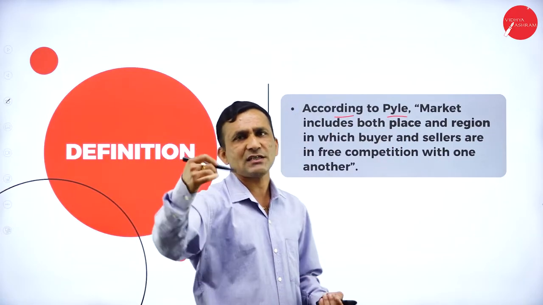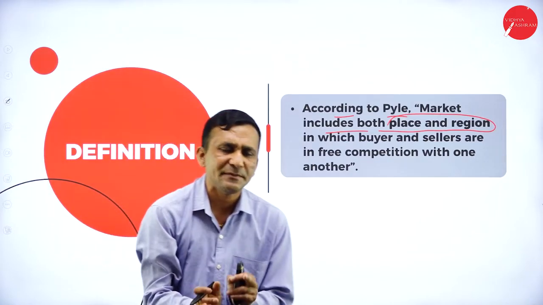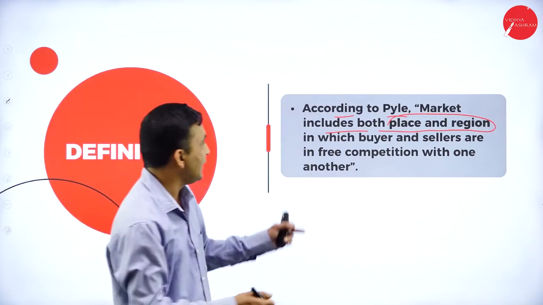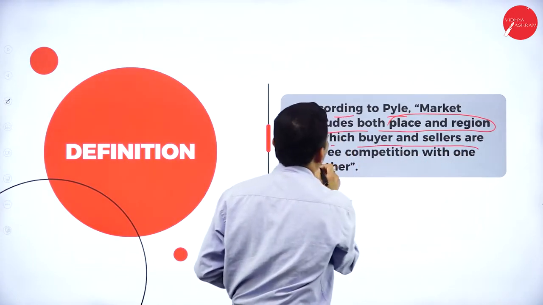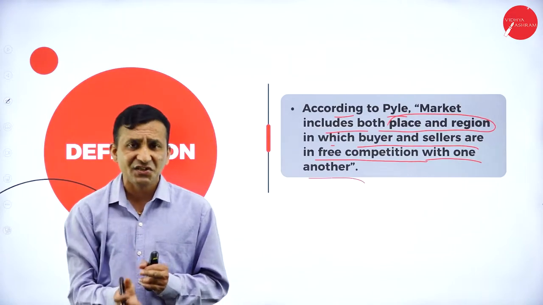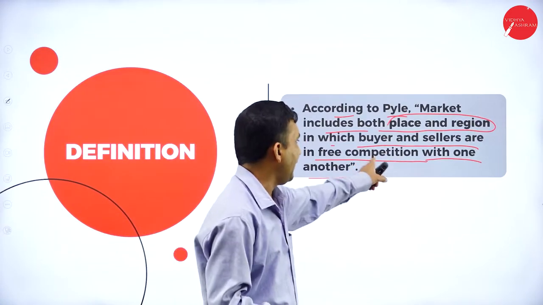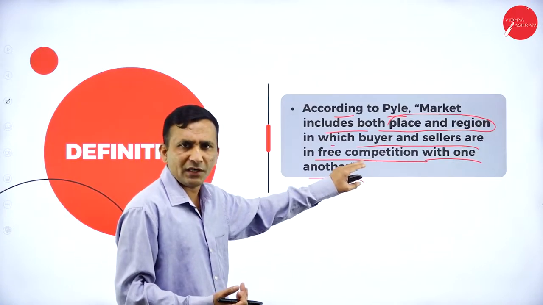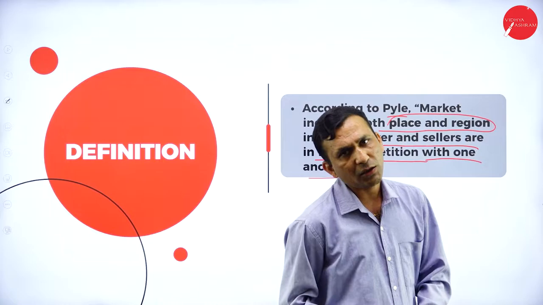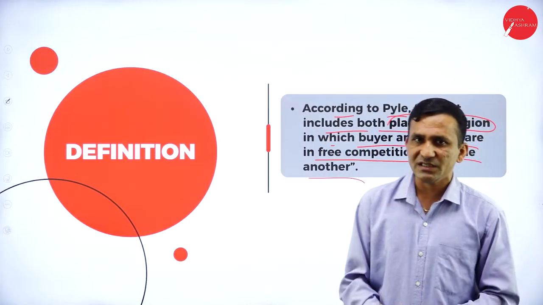According to Pyle, one expert and author, market includes both place and region. Market is where the buyer and seller meet and exchange information. In that place and region, buyer and seller are in free competition with one another, because nobody is restricting them, nobody says you cannot enter this market. As a businessman, they provide many products or services, so it is a free competition, and the buyer and seller come easily. Obviously, for buyer and seller to meet, one specific place is required, and that is called a market.